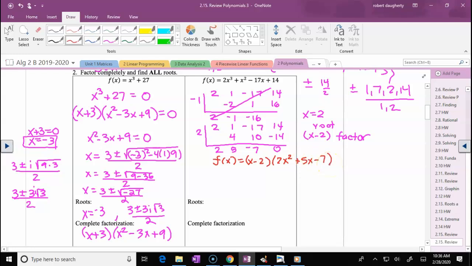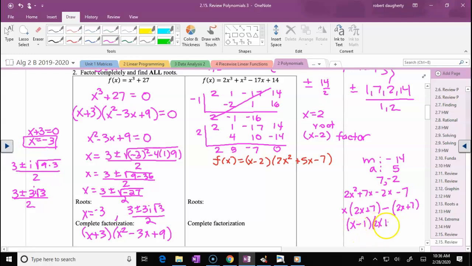Okay? 2x squared plus 5x minus 7. Are there numbers that multiply to give me a negative 14 and add to give me a 5? It looks like those numbers are going to be 7 and negative 2. So I can write this as 2x squared plus 7x minus 2x minus 7. Factor out an x, and you get 2x plus 7 minus 2x plus 7. This is x minus 1, 2x plus 7. Did I do that right?